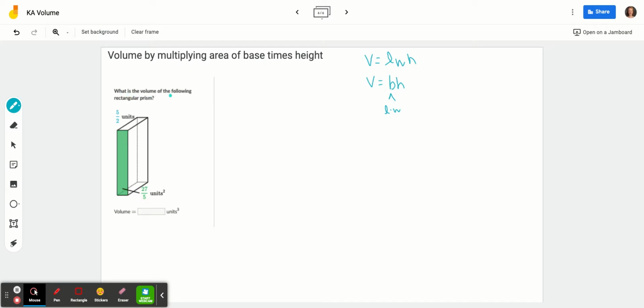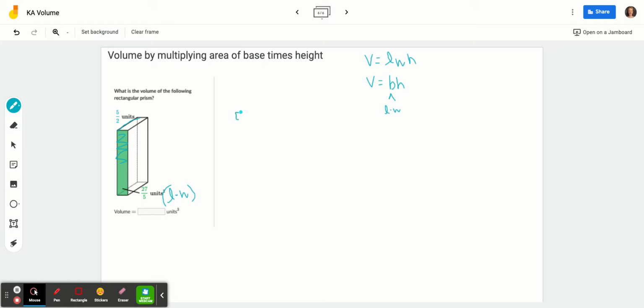This says, what is the volume of the following rectangular prism? I see this length is 5/2 units long. And I see that this area here, this whole green area that they've shaded in, that's the length and width already multiplied. Remember, it's already been multiplied for us, is 27/5.